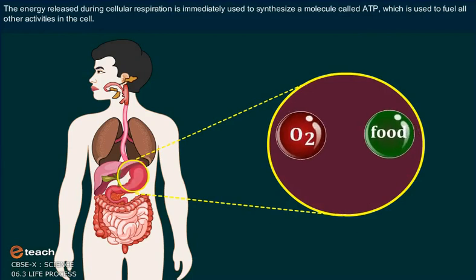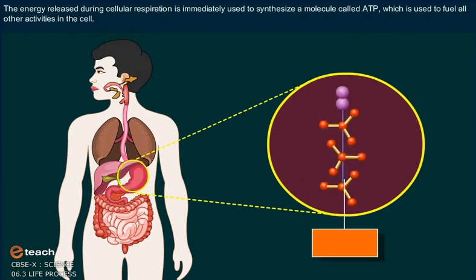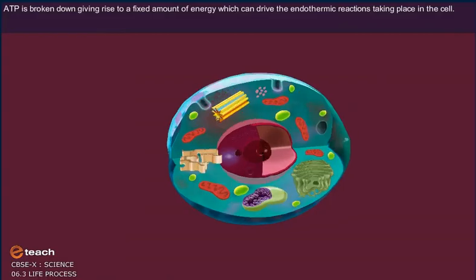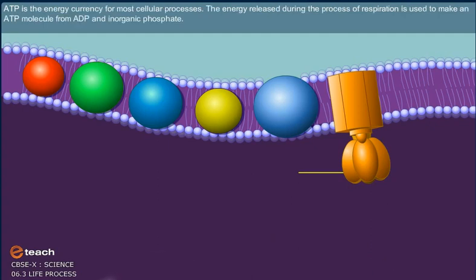The energy released during cellular respiration is immediately used to synthesize a molecule called ATP, which is used to fuel all other activities in the cell. ATP is broken down, giving rise to a fixed amount of energy, which can drive the endothermic reactions taking place in the cell. ATP is the energy currency for most cellular processes. The energy released during the process of respiration is used to make an ATP molecule from ADP and inorganic phosphate.